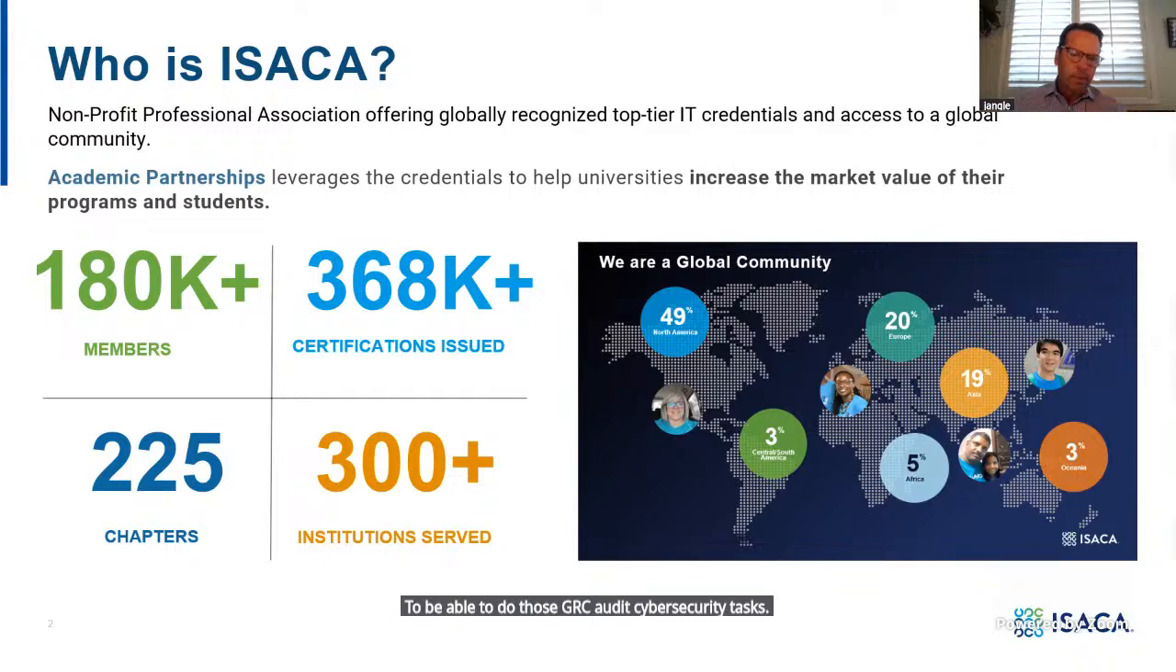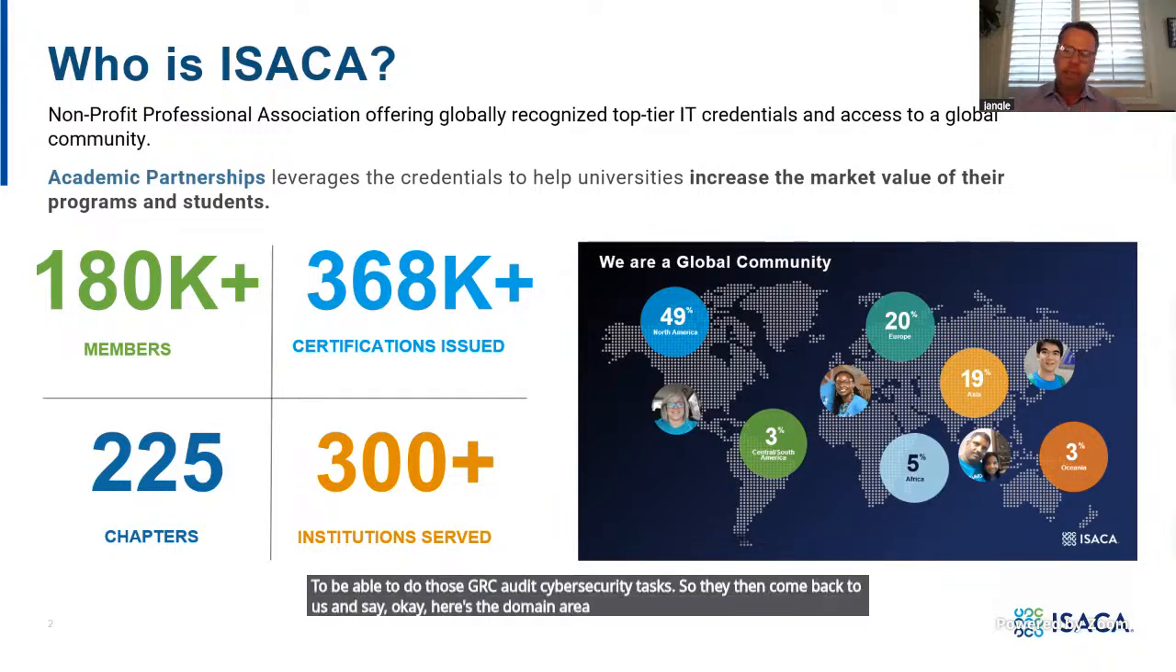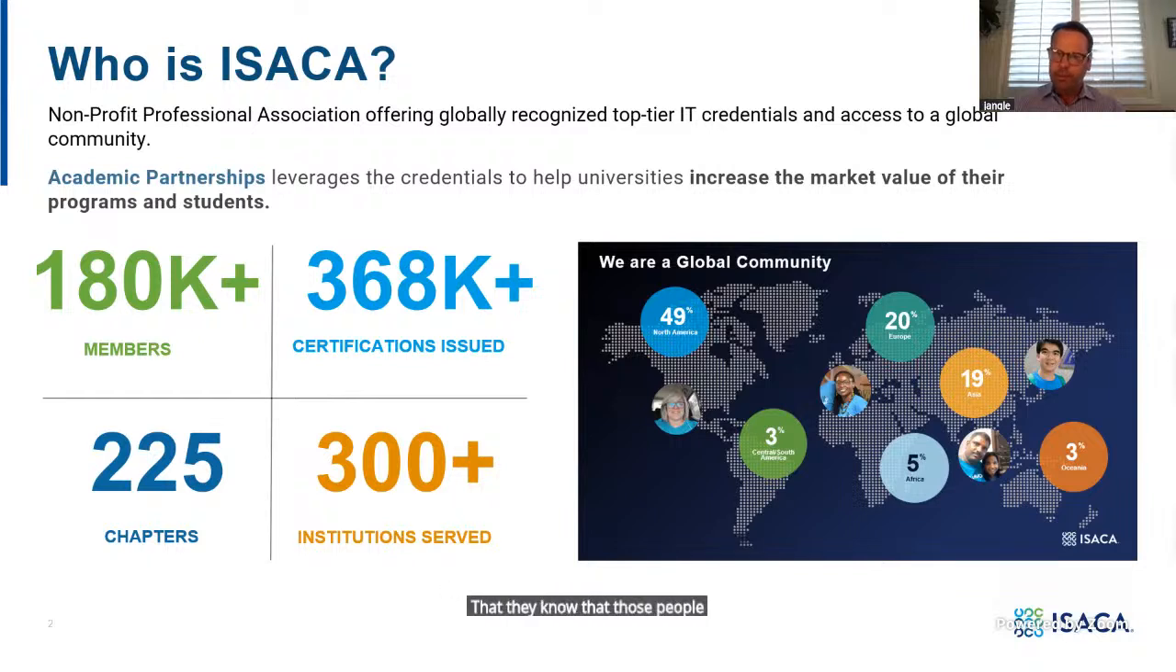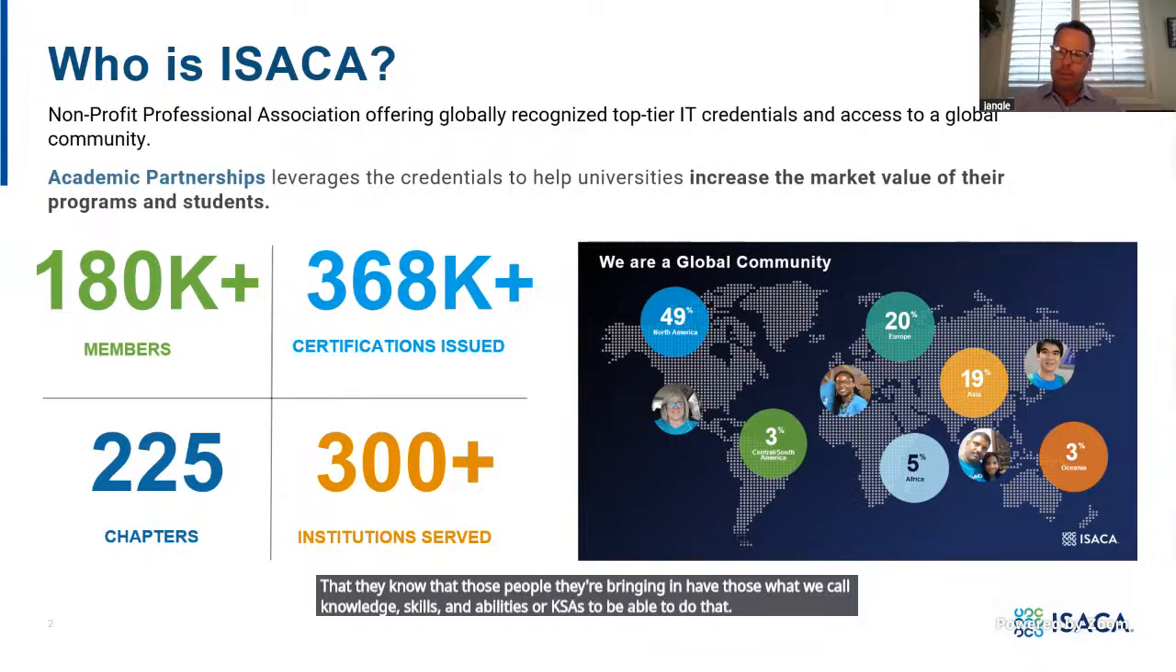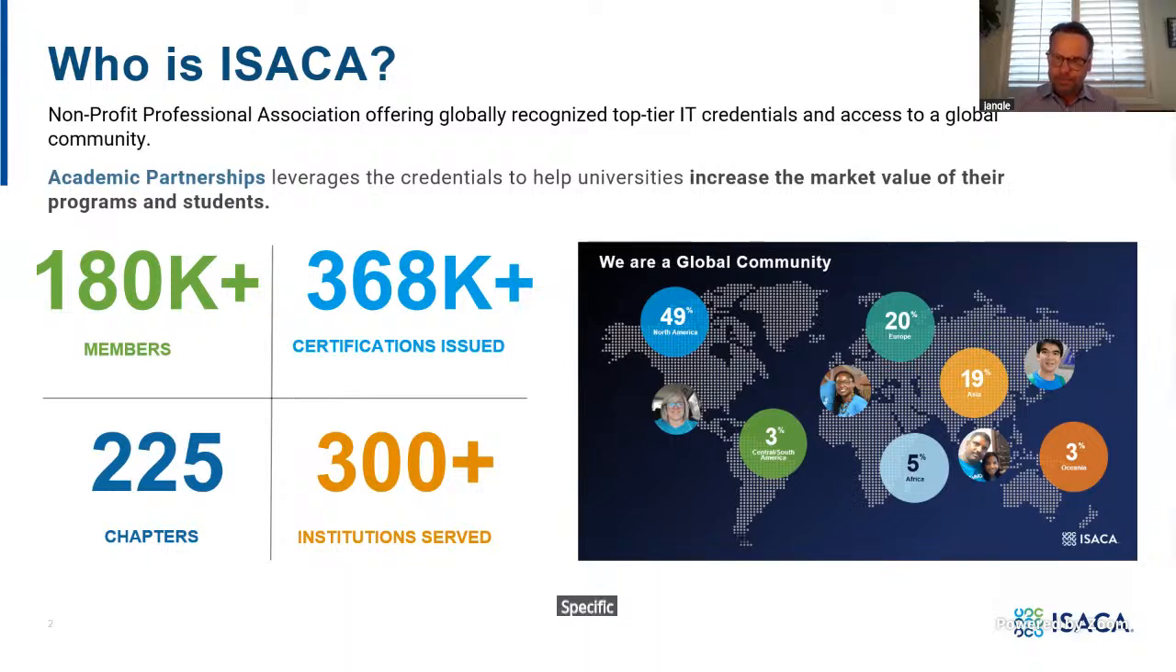So they then come back to us and say, okay, here's the domain area, this is the content that needs to be updated. And this is really the punchline that I want to bury: when we're bringing people into the organization and they have our credentials, or if they're looking at CISSP, they know that those people they're bringing in have what we call knowledge, skills, and abilities, or KSAs, to be able to do that specific job task. And that's a little bit about us.